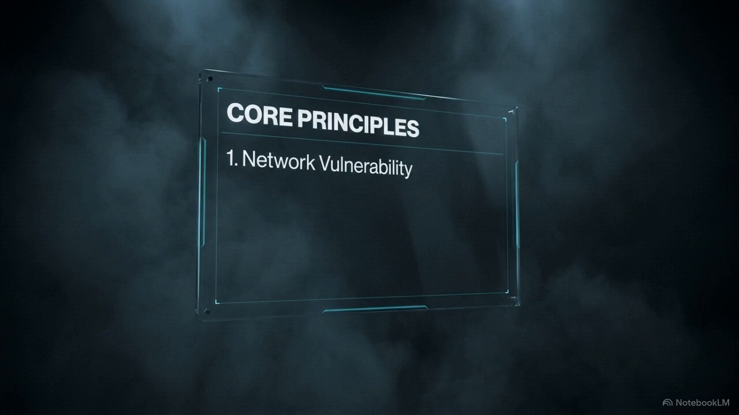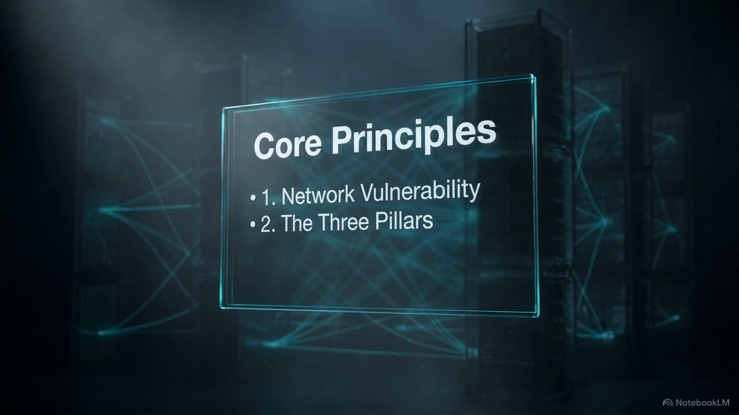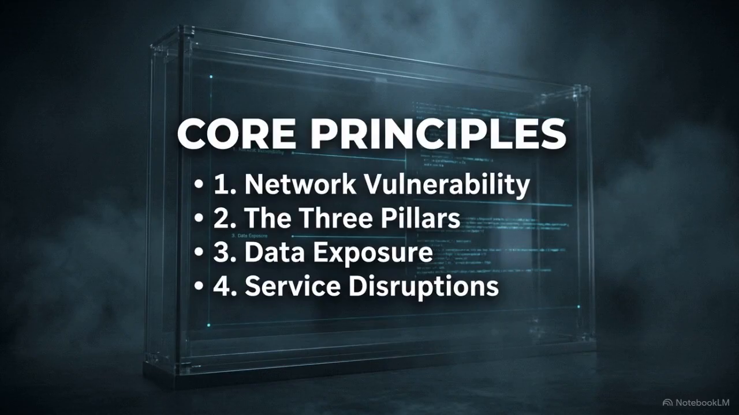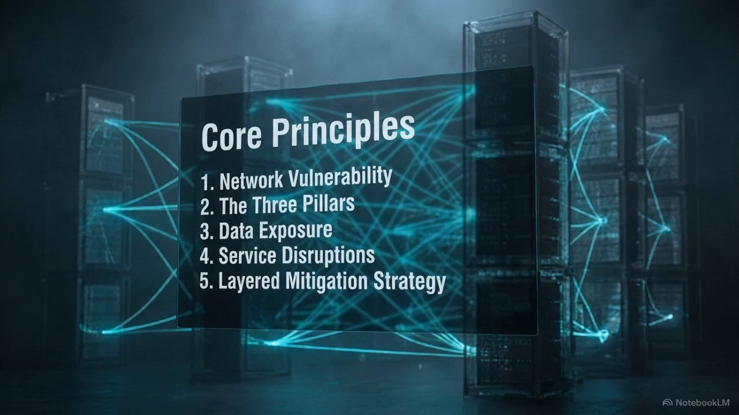To summarize, connectivity inherently creates risk. Attacks target the CIA triad. Evil twins and sniffing compromise confidentiality. DDoS attacks destroy availability. And defense requires a combination of endpoint controls and structural segmentation.